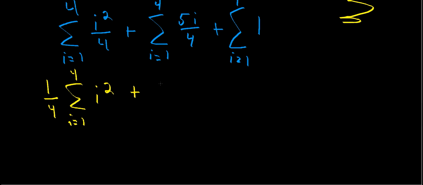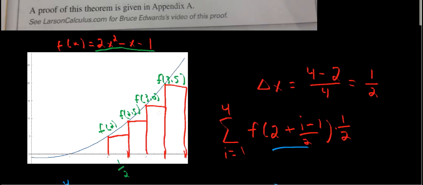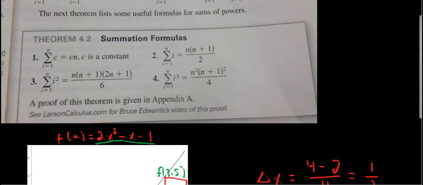Plus, we can pull out a 5/4 here. Our summation, i equals 1 to 4. Now we just have i. And we have a constant already in here. We'll just leave it. We get a summation, i equals 1 to 4 of 1. Now let's look at what we have here. We have an i squared, an i, and 1, which is a constant, a C. And if we scroll back up to the top, which is a long way up there, we have summation formulas that match all of those.